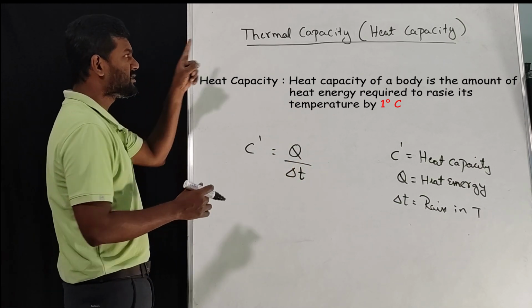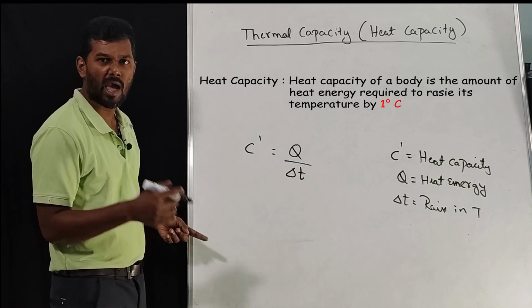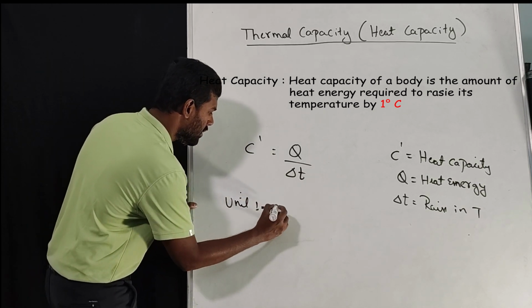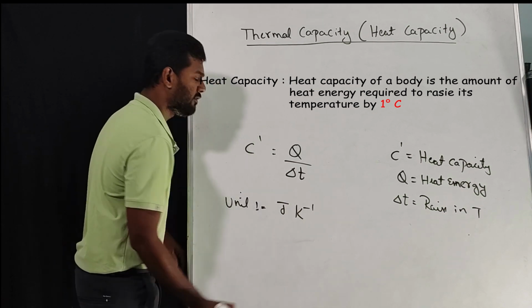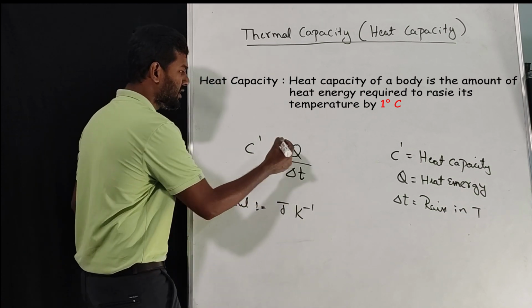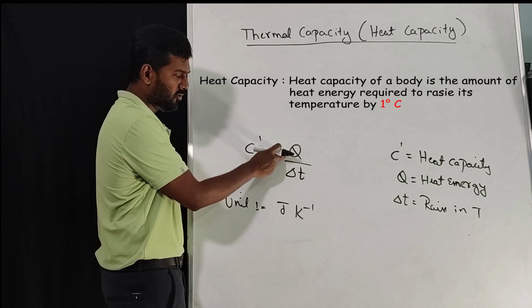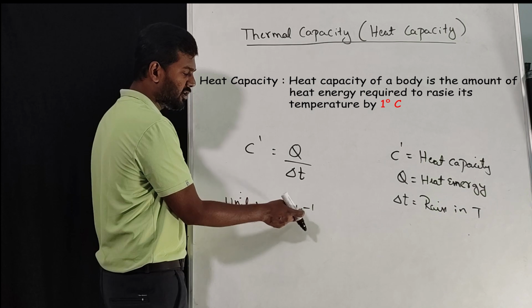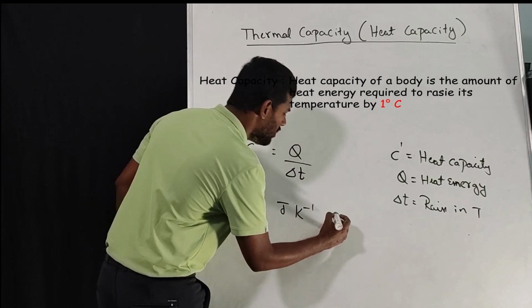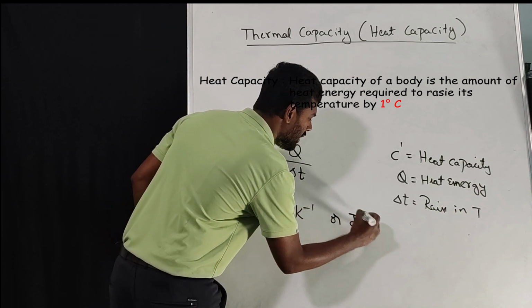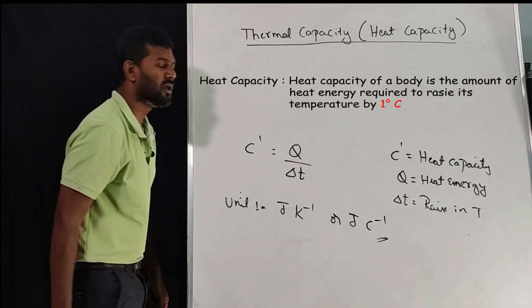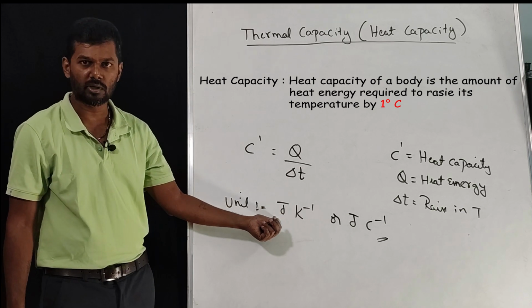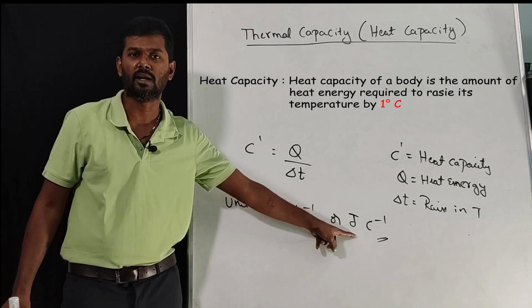Next, if it is a physical quantity, then it should have some unit, right? So the unit will be joules per Kelvin. See, the unit of Q, heat energy, is joule. The unit of rise in temperature will be Kelvin. So it has one more unit, that is joules per Celsius. In the exam, most of the time they'll use this one only. If they use the other one also, you should not get confused.